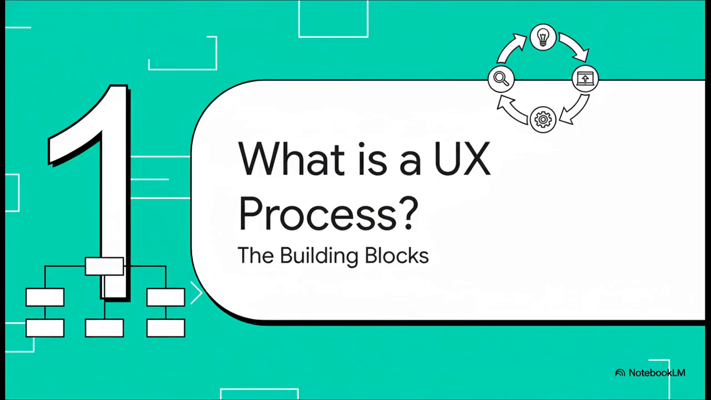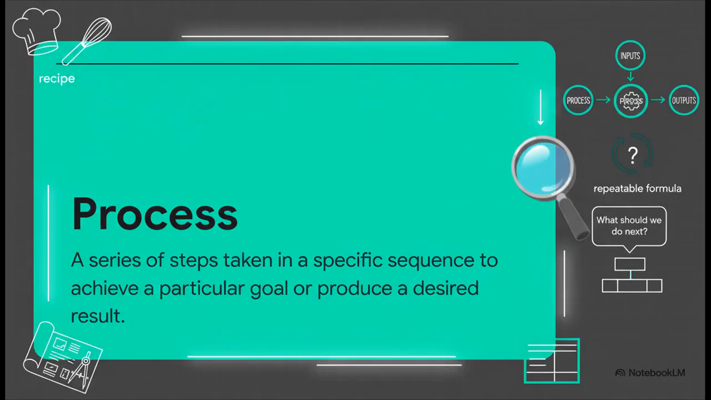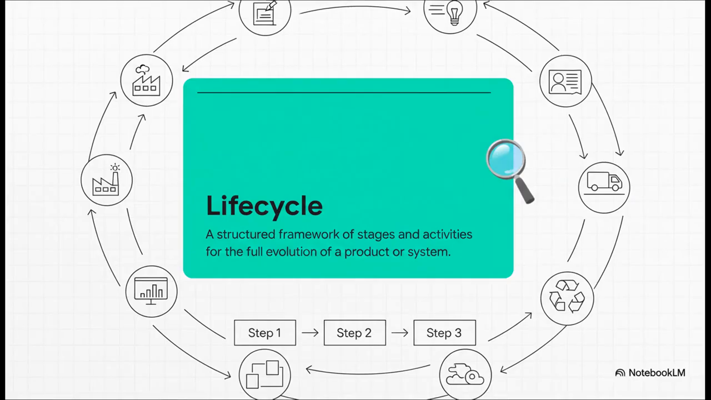To understand the full cycle, we first need to be very clear on some basic building blocks, some fundamental terms. Let's start there. So, what is a process? The easiest way to think about it is like a recipe for cooking. You have a series of steps, right? You follow them in a specific order to get your final dish. That's a process. It turns inputs into outputs. For a designer, this process is like a guide that always tells them, okay, what should I do next? It's a repeatable formula.